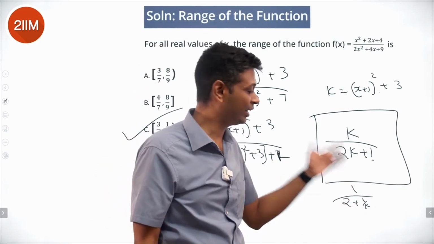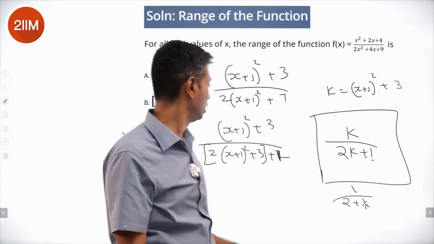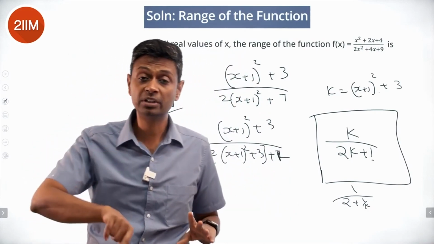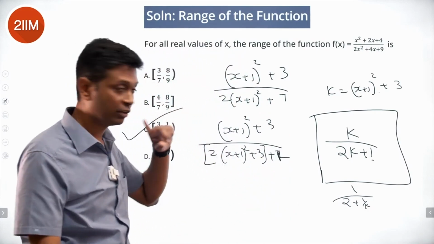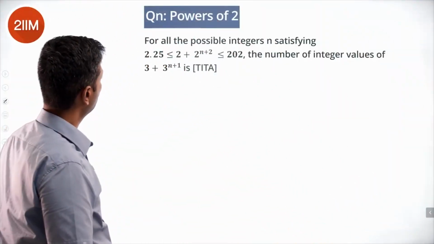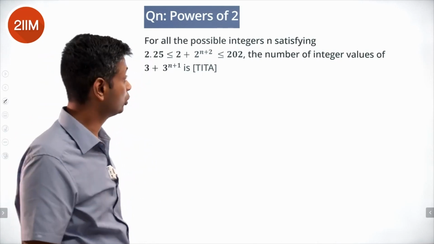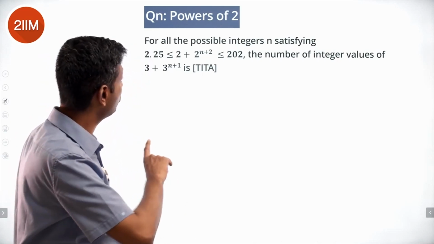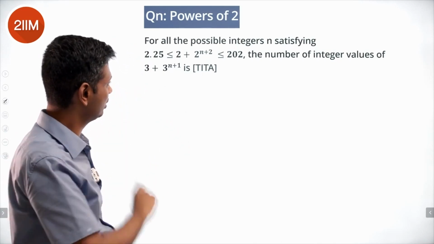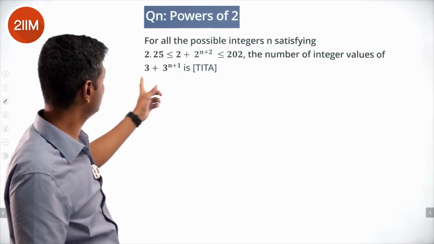Largest value it can take is infinity, or as close to infinity as possible, which in this case will be 1 by 2. It can be 3 by 7, it cannot be 1 by 2, 3 by 7 to 1 by 2. 2.25 less than or equal to 2 plus 2 power n plus 2 less than or equal to 202. For all the possible integers n satisfying this, the number of integer values of this.